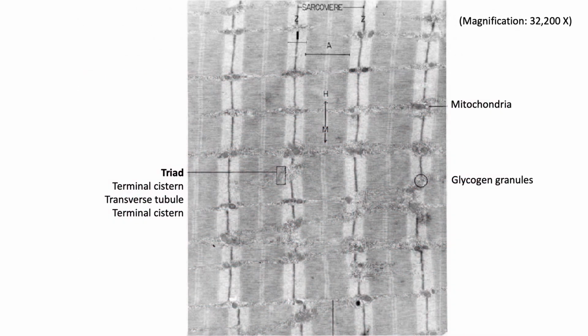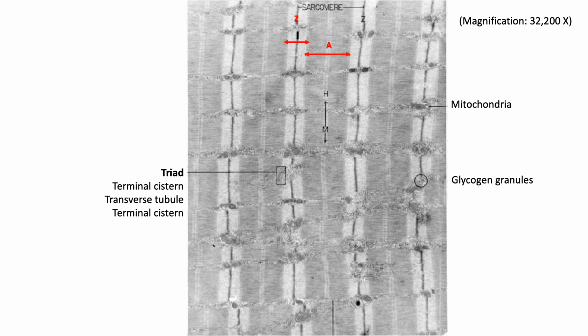This is an electron microscopic view of skeletal muscle with a magnification of about 32,000 times. We are seeing the pale I zone, which is bisected by the Z line, which represents the site of anchoring of actin filaments. These I bands alternate with dark bands, otherwise called A bands.